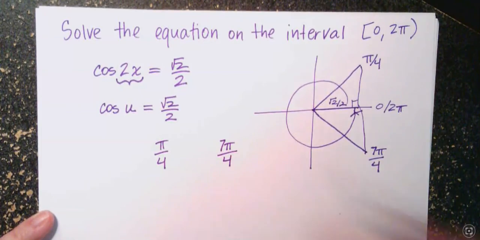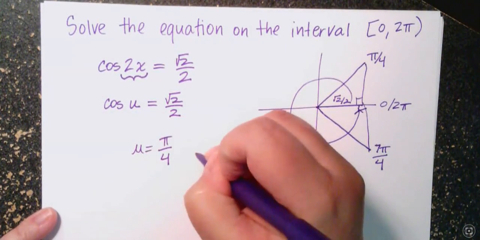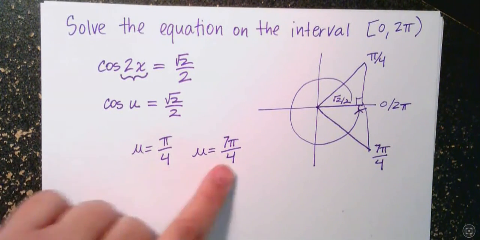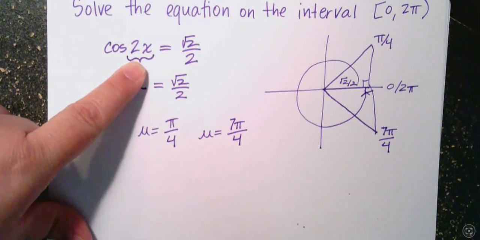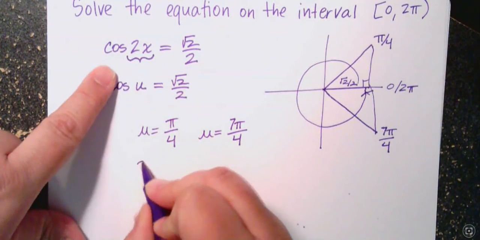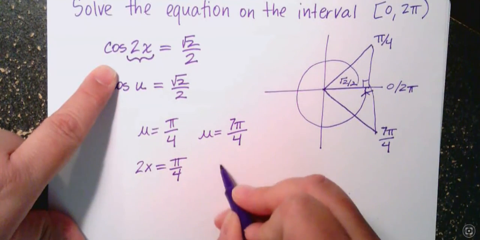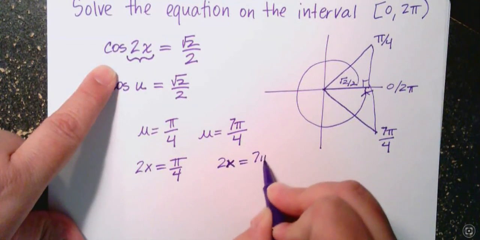Except here's the problem. We don't have x. We're saying u is pi over 4, or u is 7 pi over 4. So basically what we do is we solve it for just figuring out the values, and then we go back and we put what u actually stands for and finish solving. So now we say, well, u is actually 2x. So 2x is equal to pi over 4. 2x equals 7 pi over 4.